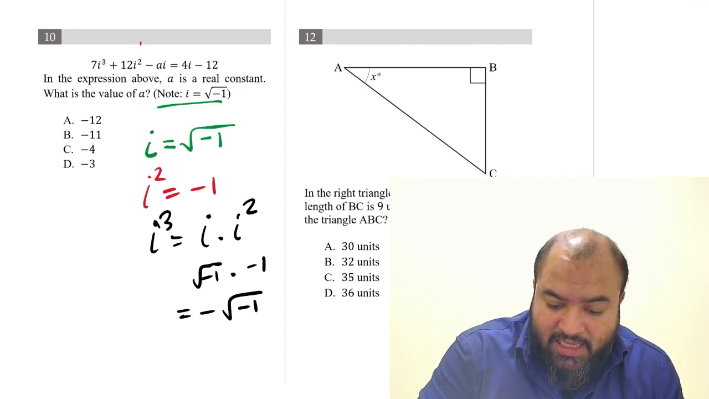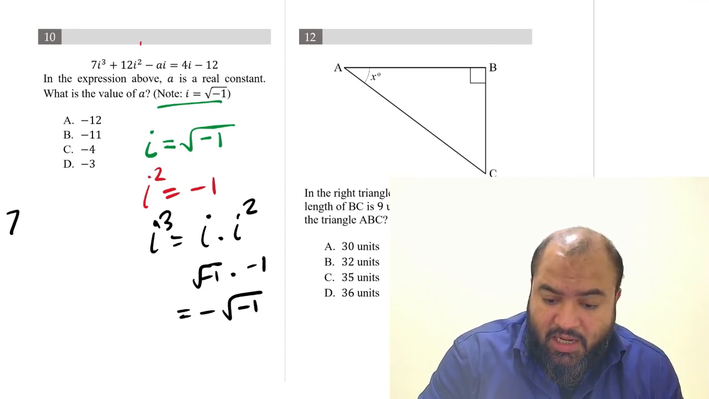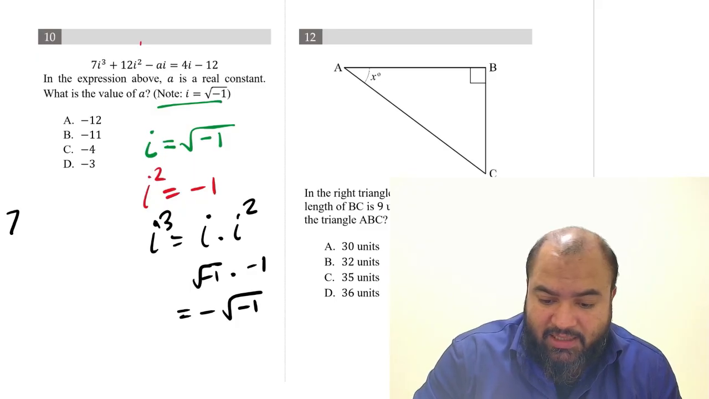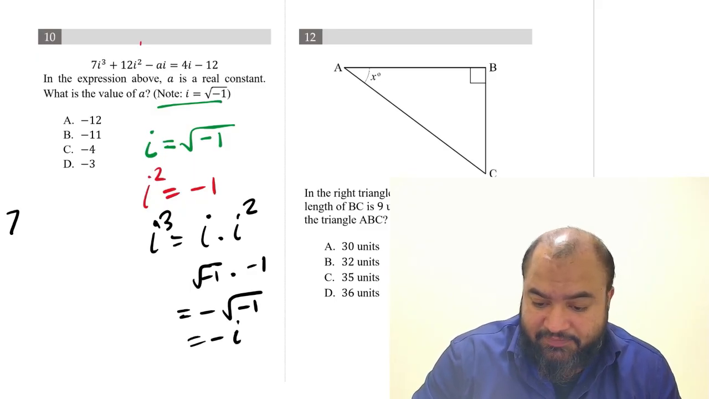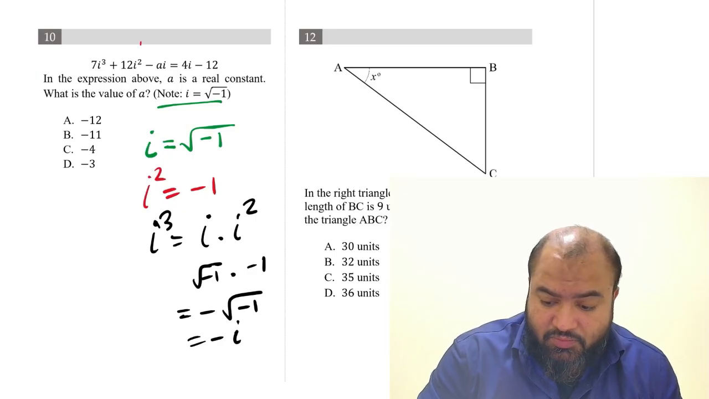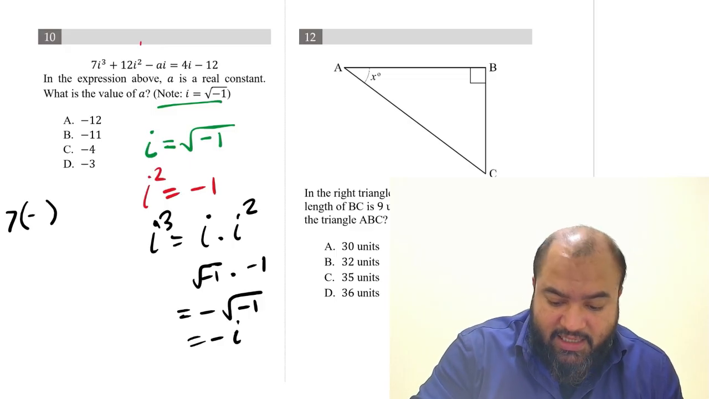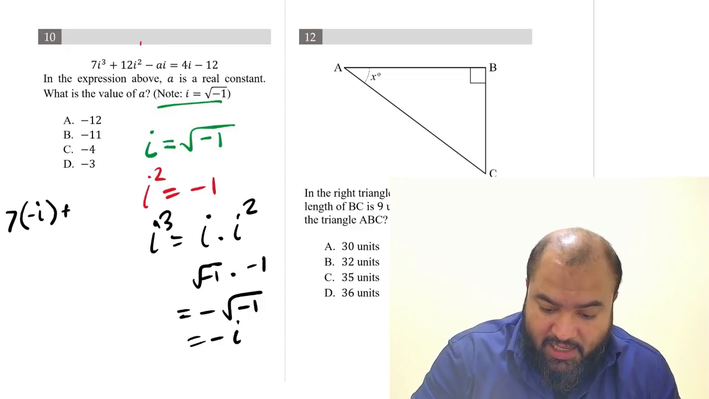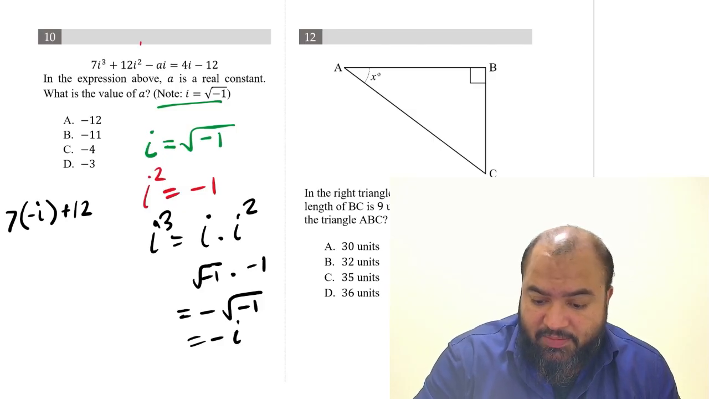So 7, which is negative i, you can just call it negative i. Okay, you can also do that. So in this case, let's start plugging in. So 7 times i cubed means negative i, plus 12 times i squared means -1.